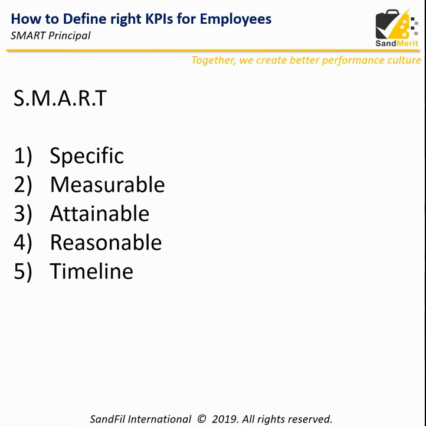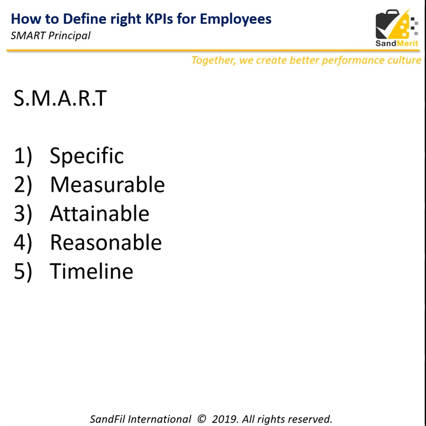The KPI that you define has to be SMART. SMART means you need to be very specific. For instance, you want to measure customer satisfaction. You need to be very specific: what do you mean by customer satisfaction? You need to be able to measure the customer satisfaction. For instance, you send a feedback form to the customer and they give feedback to you with a score.